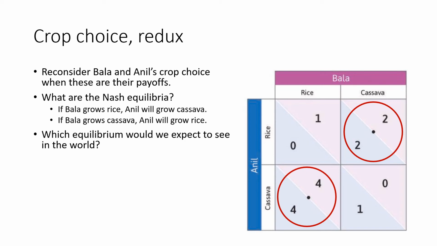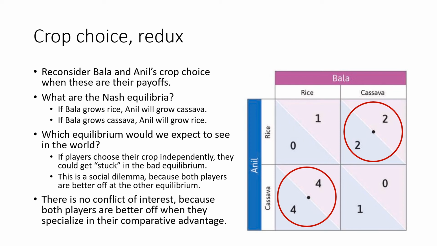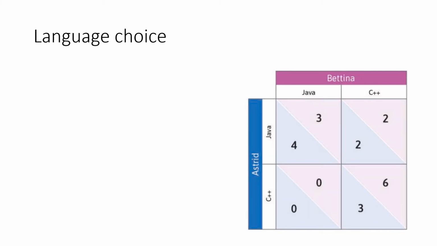Which equilibrium would we expect to see in the world? If players choose their crop independently, they could get stuck in the bad equilibrium. This is a social dilemma because both players are better off at the other equilibrium. There is no conflict of interest here because both players are better off when they specialize in their comparative advantage. The same argument can be made in the language choice.